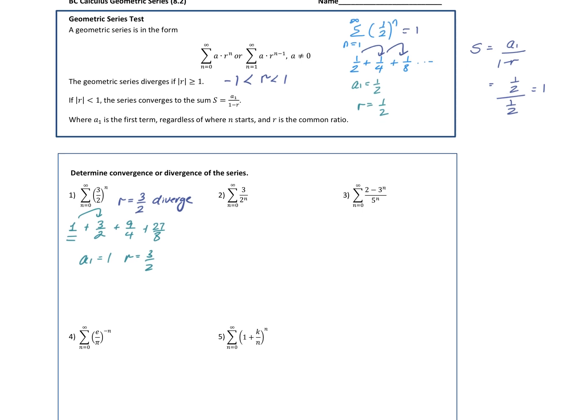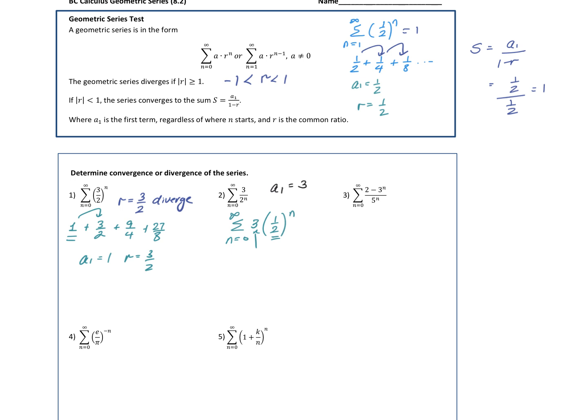For number 2, we can rewrite this as 3 times 1/2 to the nth power. So this would be my r. This would be my a sub 1. I strongly suggest that you just plug in to make sure of that first term. So I would plug in the 0, to be honest. So if we did 1/2 to the 0, we get 1. 1 times 3 is 3. So a sub 1 is 3.